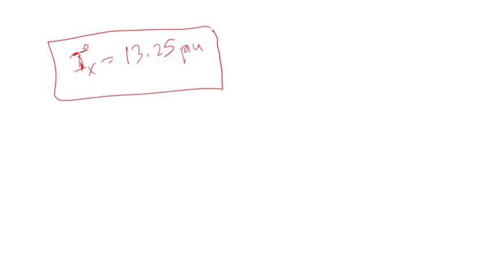If you calculate this, you get I0x equal to 13.25 per unit. I'll stop here and pick up the rest in the next video. In the next video, I'll calculate the zero sequence current through the tertiary, then the positive, negative, and zero sequence currents through the high voltage windings.